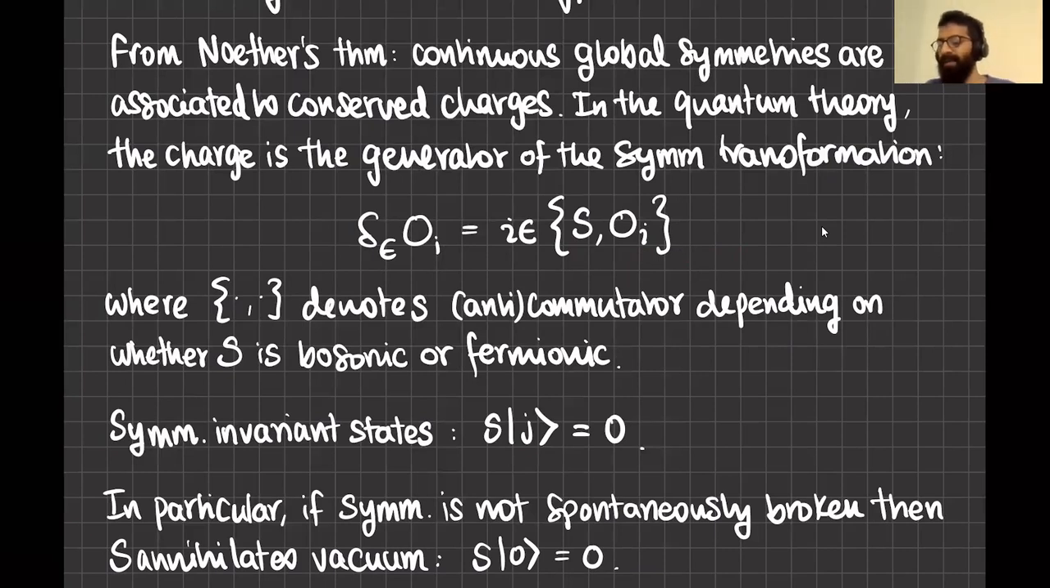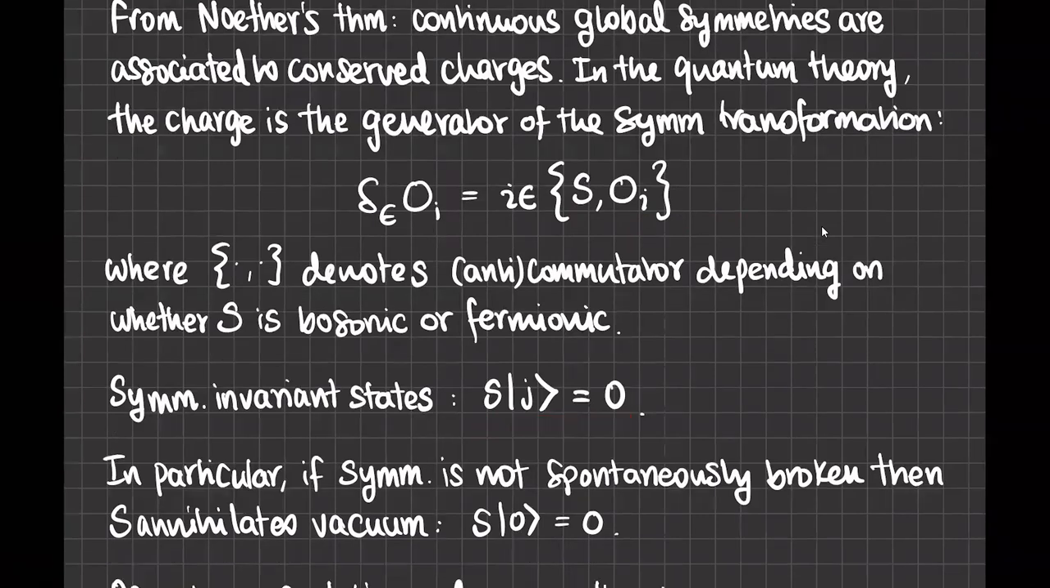Now, typically when we have a symmetry in our problem, the physical states of the theory are organized into representations of that symmetry. Symmetry invariant states are those that are annihilated by the symmetry generator. In particular, if the symmetry is not spontaneously broken, then S annihilates the vacuum.